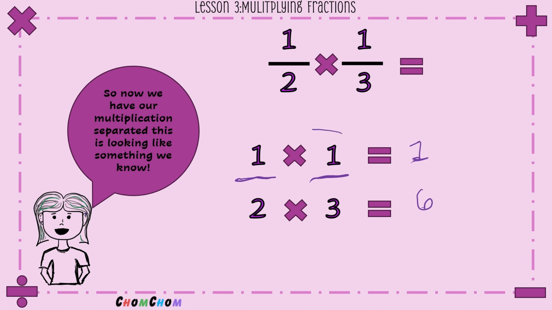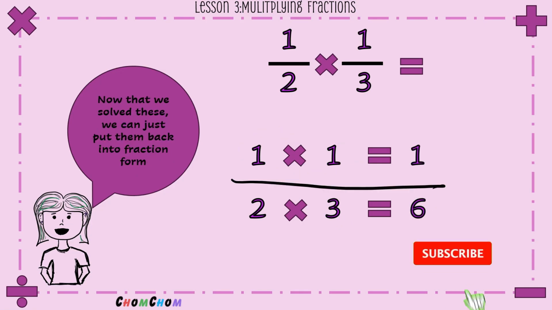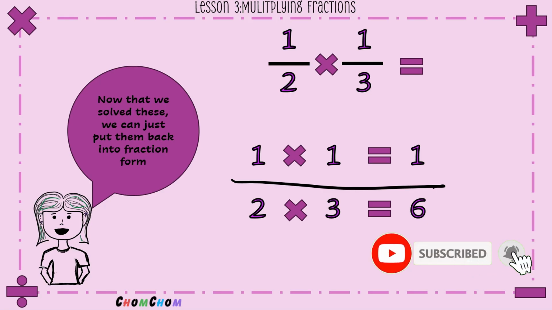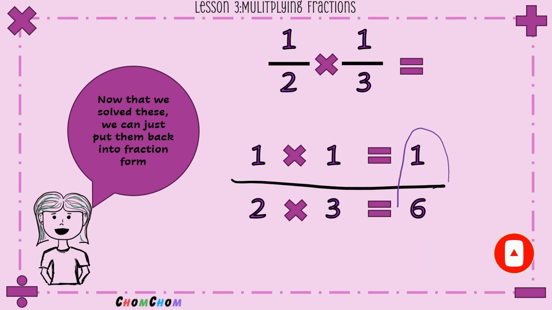But if we treat this as two separate little equations, we can do this a lot easier because we don't have to think about the bar and what it means. It just turns into something that we know and we're familiar with. Now that we solved it, we can put them back into fraction form by just drawing a bar in between them. And that will give us our final answer. Our final answer will be 1 over 6, just like I have it over here.